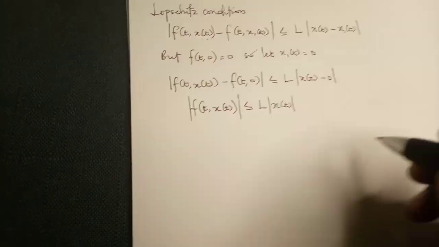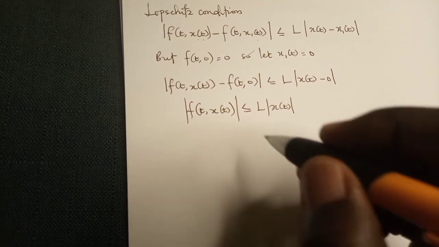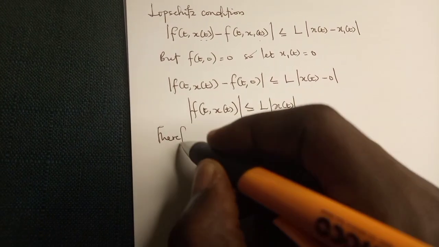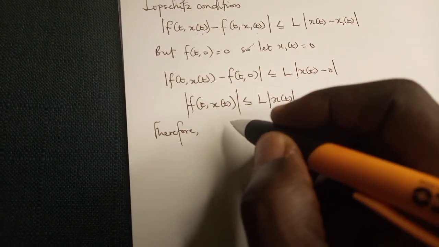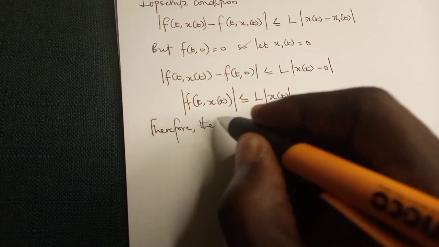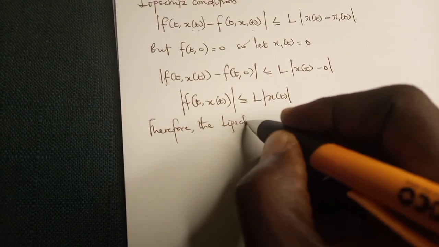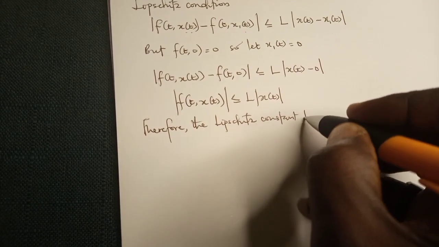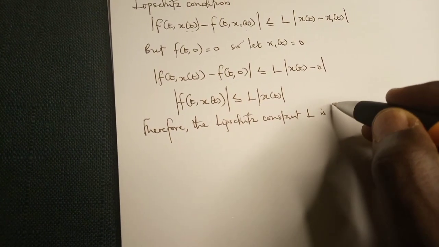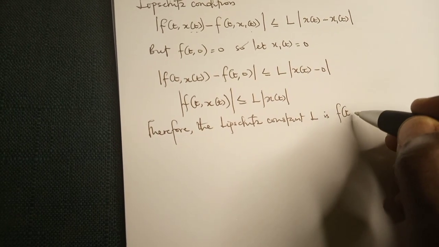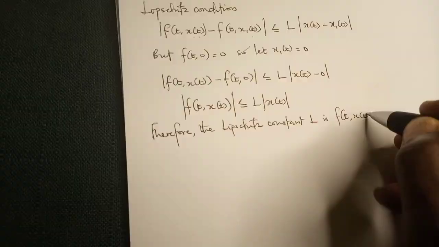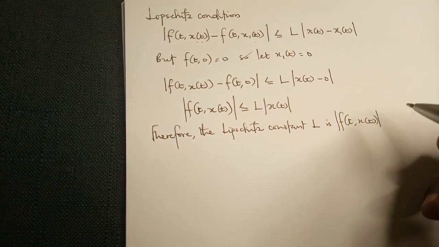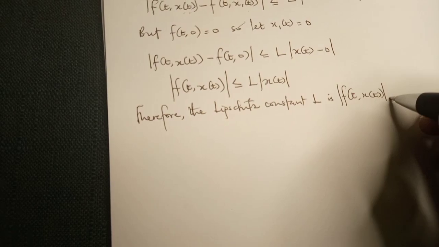So that is it. That means that, therefore, the Lipschitz constant L is given by f(t, x(t)). So that is for the first part.